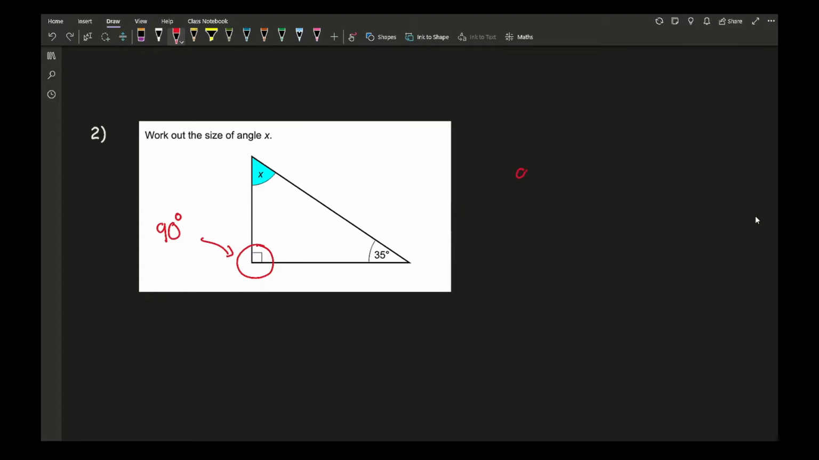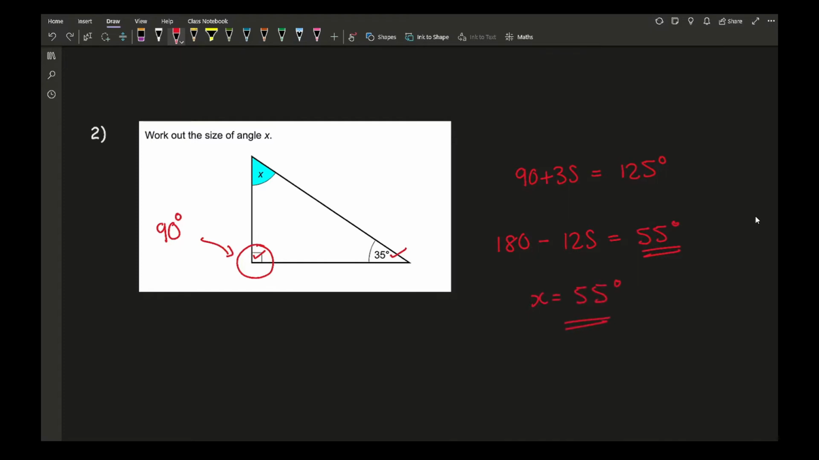So if I add 90 plus 35, that's going to give me 125. And so I know that the total sum of these two angles, this one here and this one here, adds up to 125. The only thing I've got to do is take that away from 180, and I get the answer of 55 degrees. And there is my final answer. Now, in an exam, you'd probably write it as x equals 55 degrees.